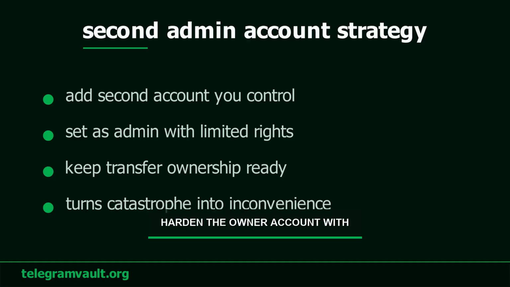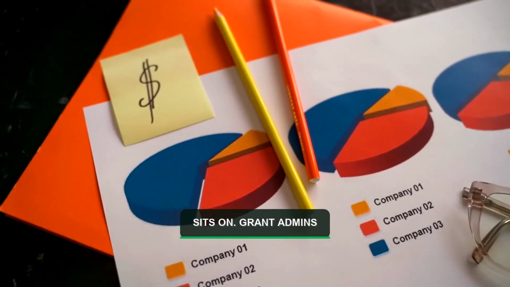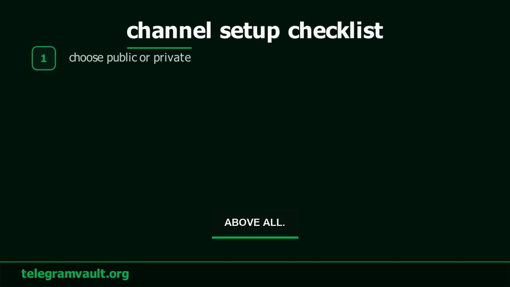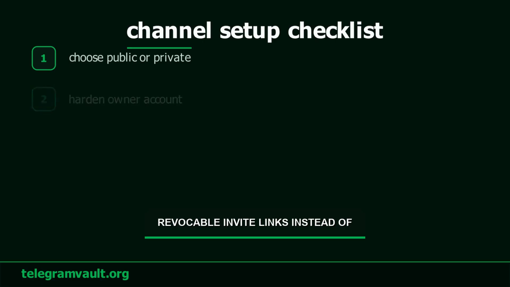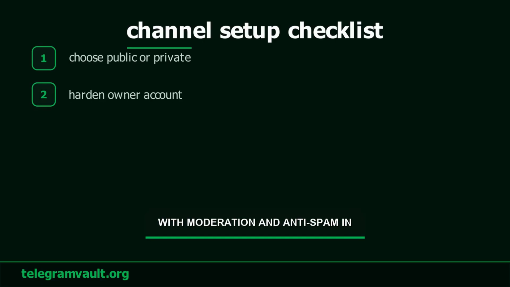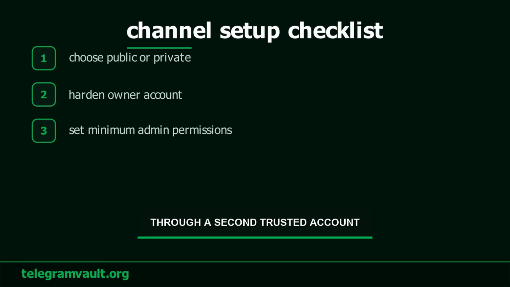Harden the owner account with two-step verification and a recovery email. It's the foundation everything else sits on. Grant admins minimum permissions and guard the add admins right above all. Use named, expiring, revocable invite links instead of one permanent one. Link a discussion group only with moderation and anti-spam in place. And keep ownership recoverable through a second trusted account via transfer ownership.